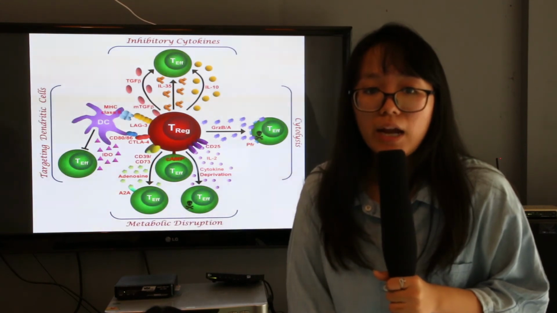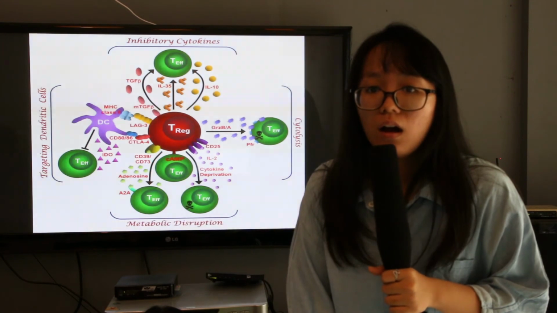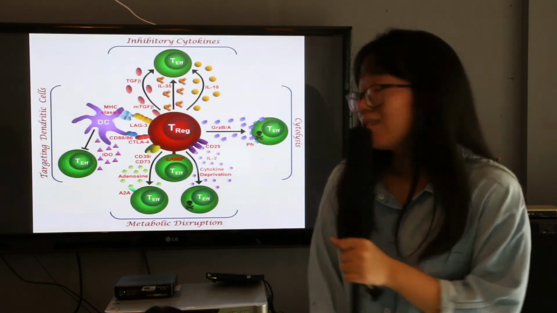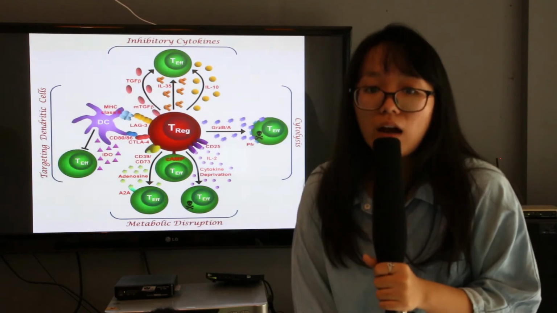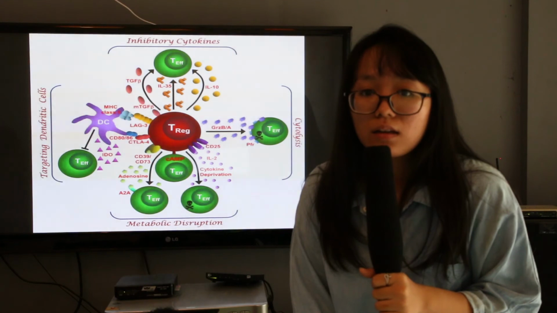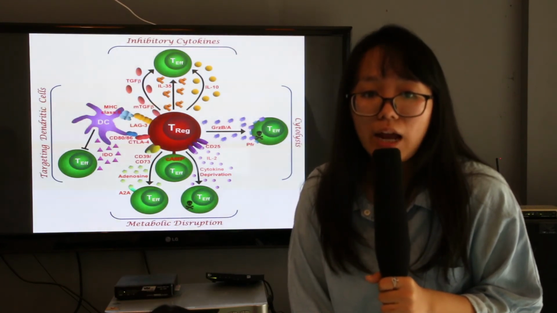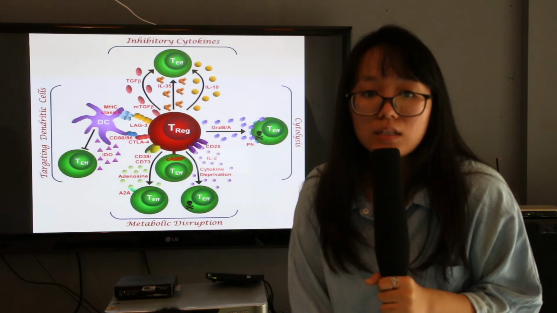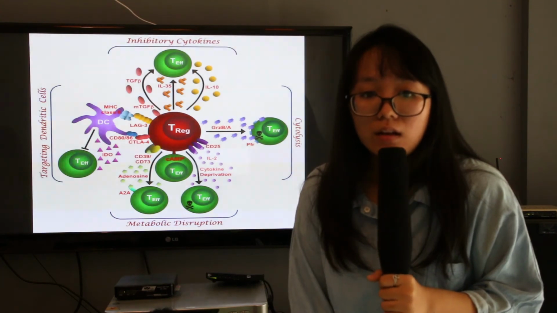The third pathway is suppression by metabolic disruption. This includes CD25 to mediate the apoptosis of T effector, cyclic AMP to mediate the inhibition, and CD39 and CD73 to mediate the immunosuppression of the T effector.